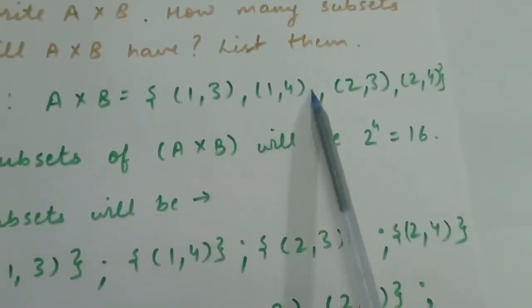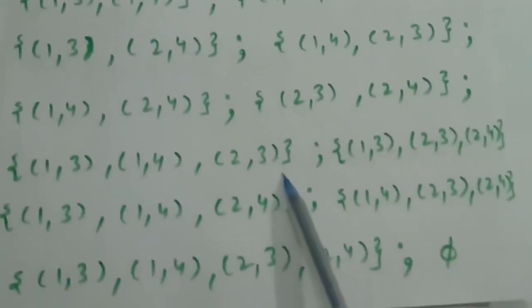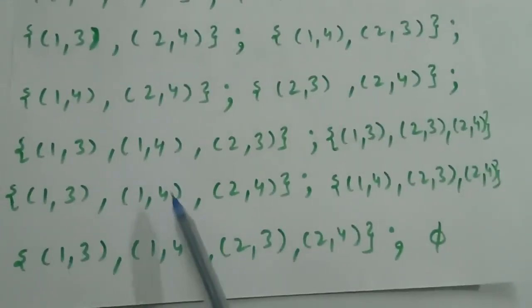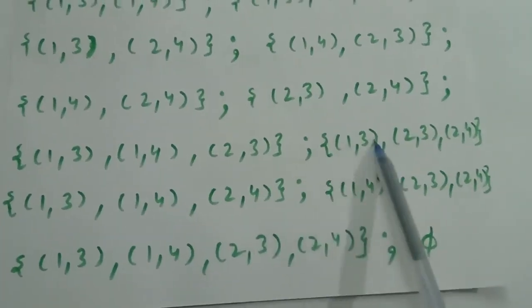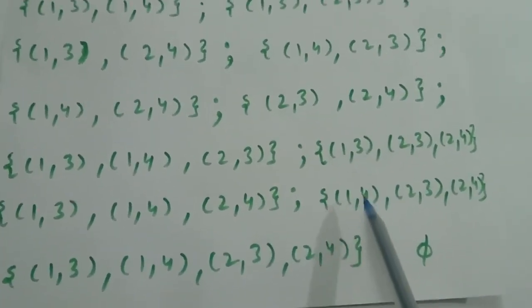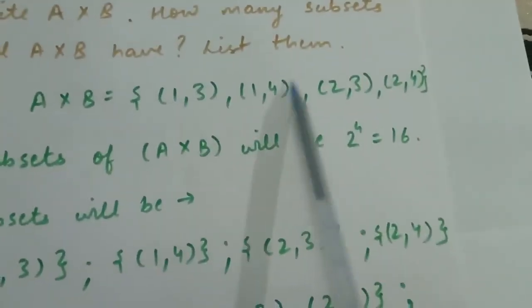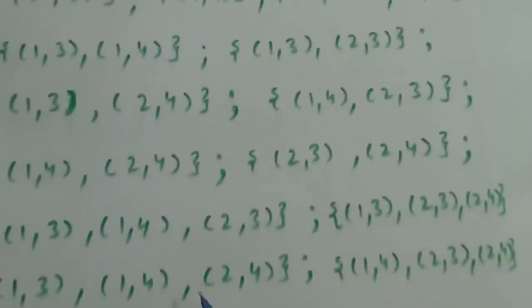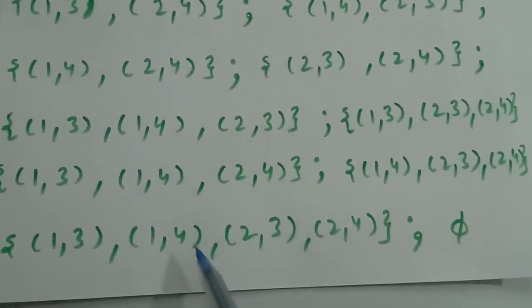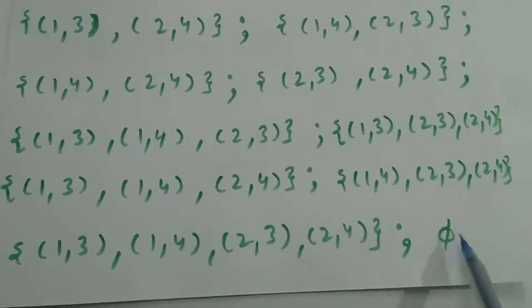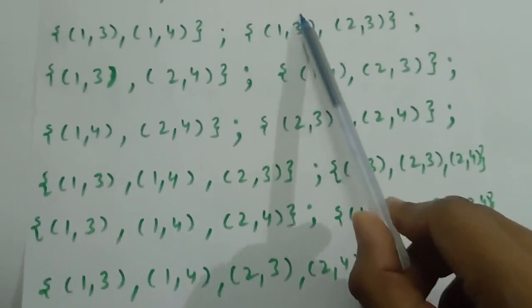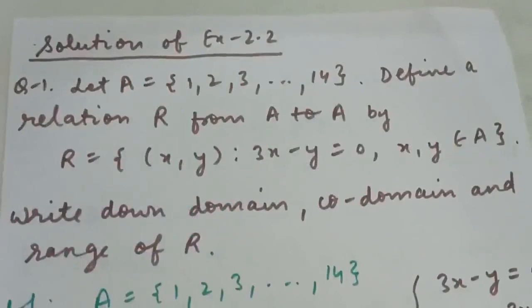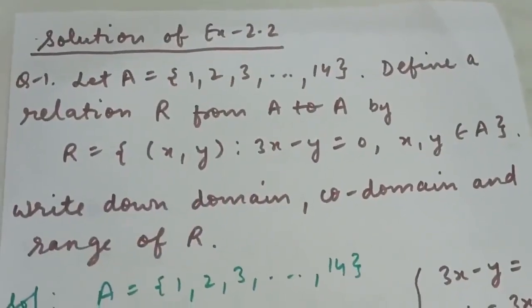Then take 3 elements at a time. When you take 3 elements at a time, you will get {(1, 3), (1, 4), (2, 3)}, {(1, 3), (1, 4), (2, 4)}, and similarly two other sets, right? After this, take all the elements, because a set itself is a subset of the set. So the set A cross B, and we know phi is also a subset of every set. So these are the 16 subsets of A cross B. Clear?